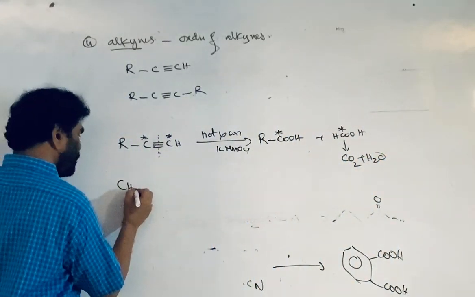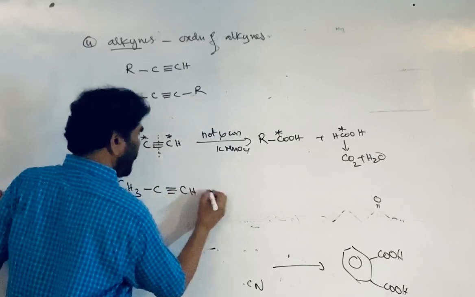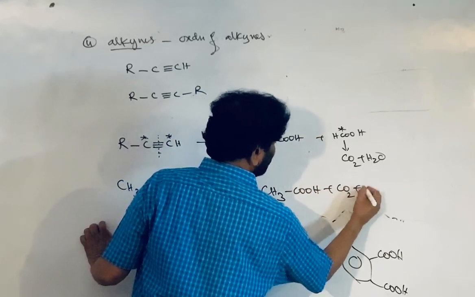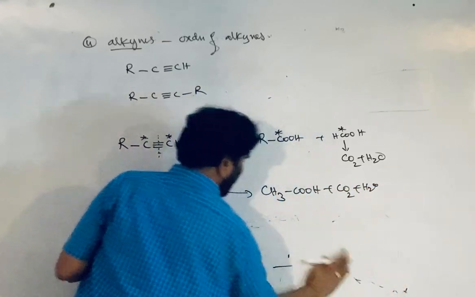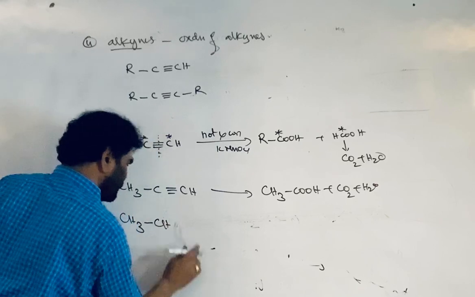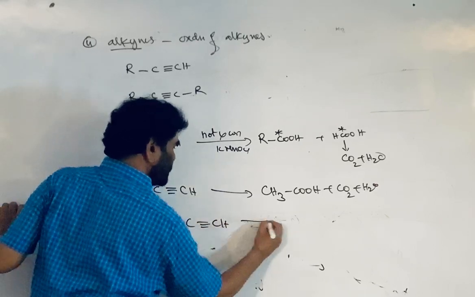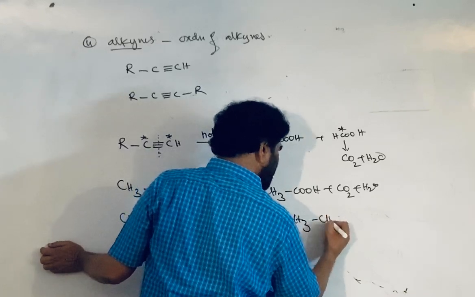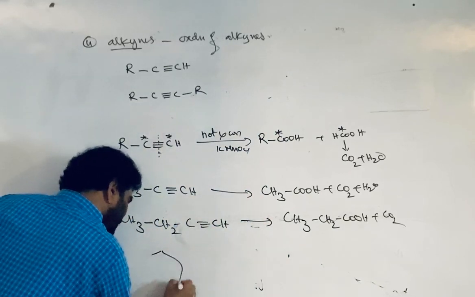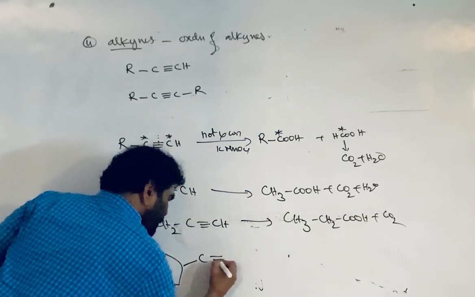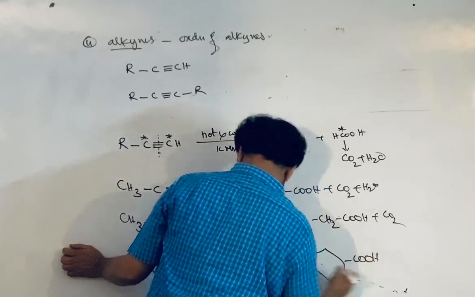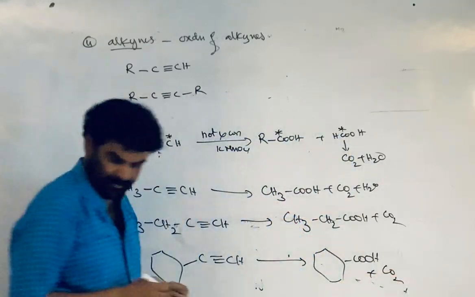If you take propyne, it gives acetic acid plus carbon dioxide plus water. Carbon dioxide and water from the formic acid produced. If you take 1-butyne, this on oxidation gives propanoic acid plus carbon dioxide. I am not writing the cyclohexyl acetylene, a terminal alkyne. This is converted into the COOH plus carbon dioxide.